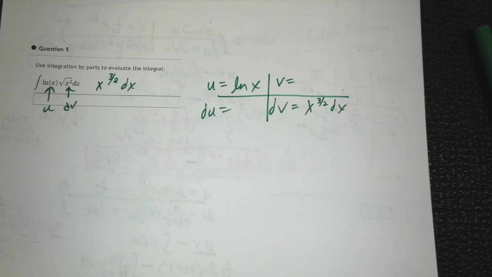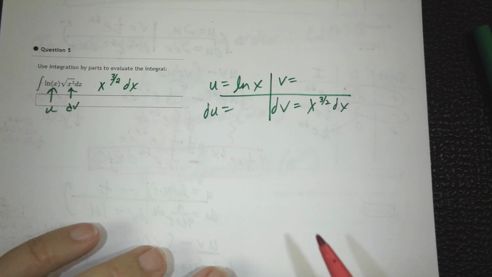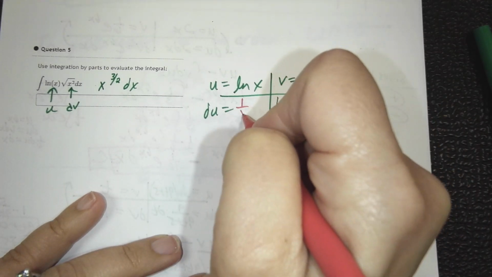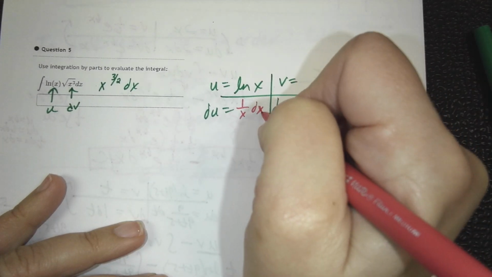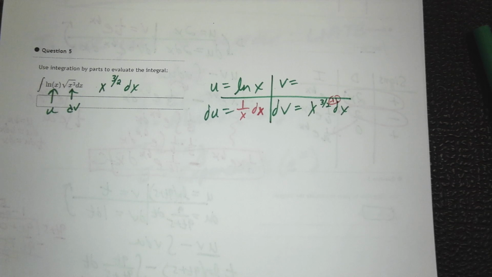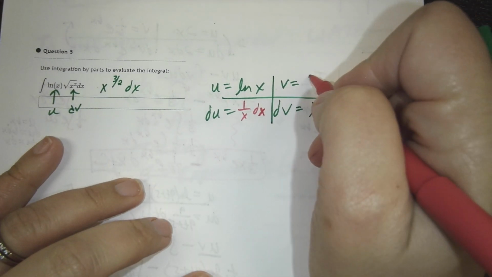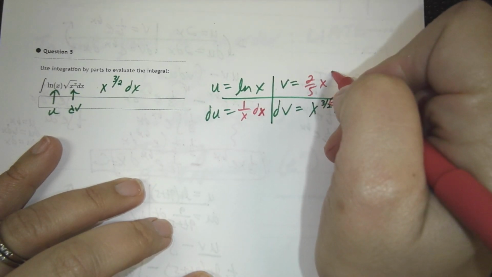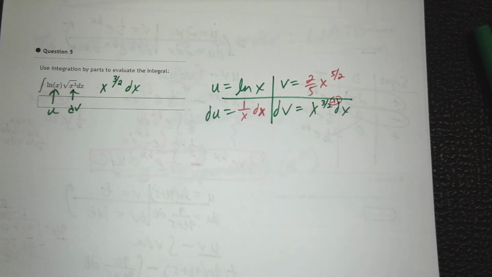This is why Calculus 2 to me is a weed out class, because you have to know both struggles. You can do it. One over x dx, right? What about the other way? Add 1 and divide. 2/5 x to the 5/2. Good job, yes.